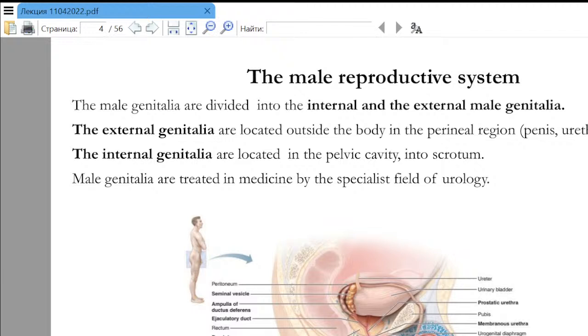Here you see the testis located in the scrotum, ductus deferens, seminal vesicle, ejaculatory duct, prostatic urethra, spongy urethra, and external urethral orifice.